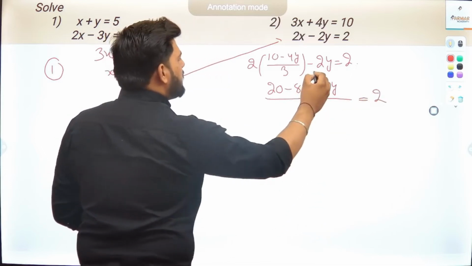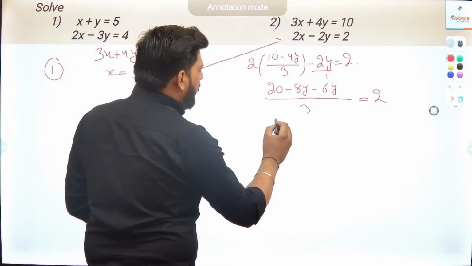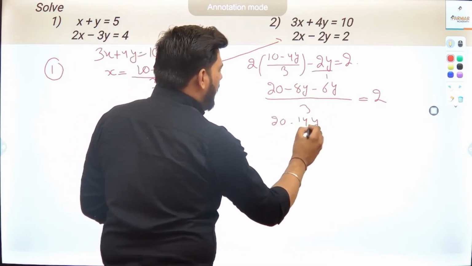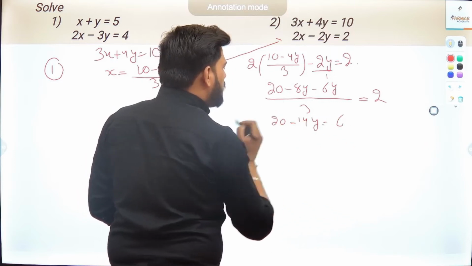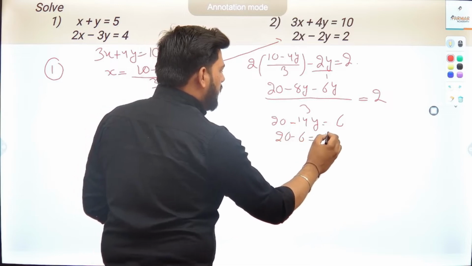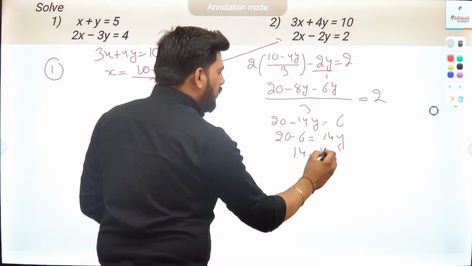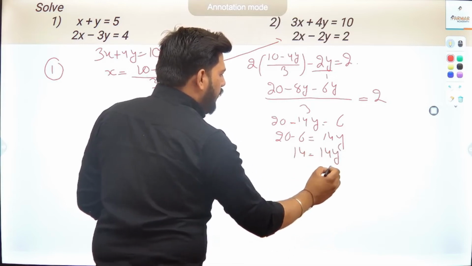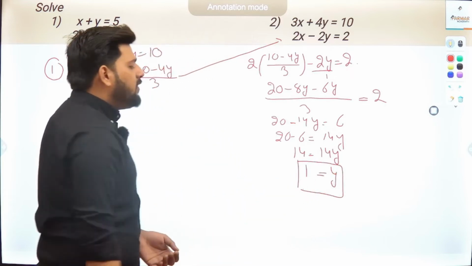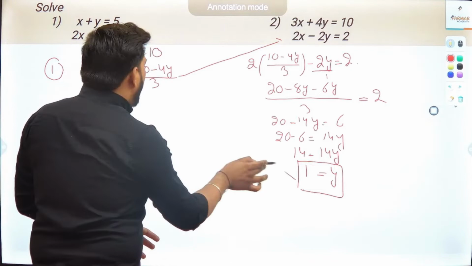I will take the LCM here. So this is equal to 20 minus 14y is equal to 6. That is 20 minus 6 is equal to 14y. 14 is equal to 14y, we will get y is equal to 1. Now we have the value of one variable, that y is equal to 1. We will substitute that value in the equation.